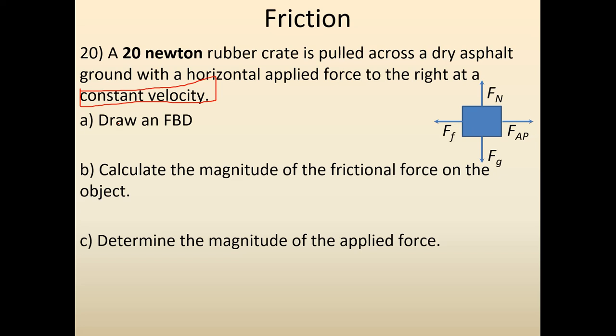All right, so for part B, it wants us to find the magnitude of the frictional force on the object. So, well, I know that since the object's moving at constant velocity, we're using the kinetic information. So F_f equals mu F_n, where mu is the kinetic coefficient. So I plug my numbers in. 0.67 is the kinetic coefficient. I know that the normal force is going to be equal to 20. Again, I didn't really write it in here, but since Fg equals 20 newtons, I know that this is going to be equal to 20 newtons. So that means that the frictional force is going to be 13.4 newtons.